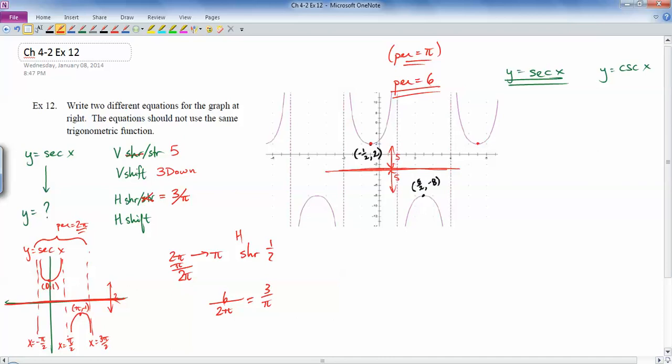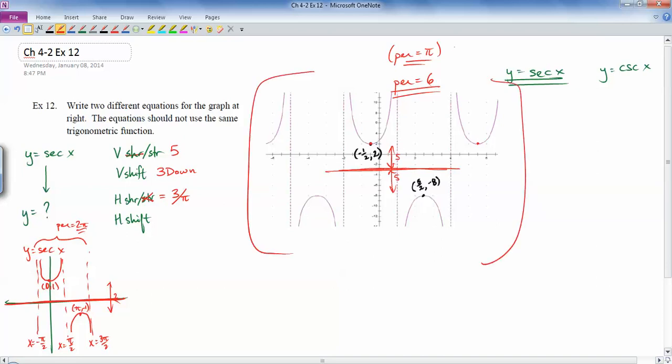Let me do that one more time. If for some reason the period in this graph was pi, and my parent function has 2 pi, to get it to a period of pi, we have to shrink by a half. That's the same thing as taking this period and dividing it by that period. Well, it's not pi, it's 6. So it's 2 pi divided by 6, which is going to be, oh, sorry, other way around. I'm so sorry. It would be this period divided by that period. So it's 6 divided by 2 pi. 6 divided by 2 pi, that's 3 over pi.